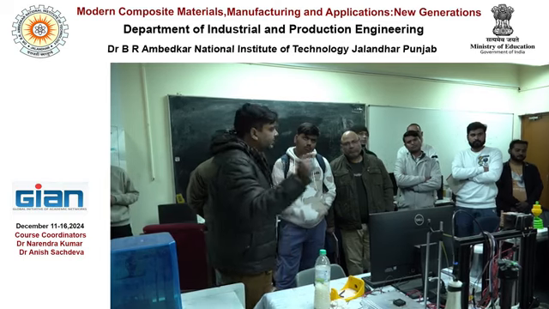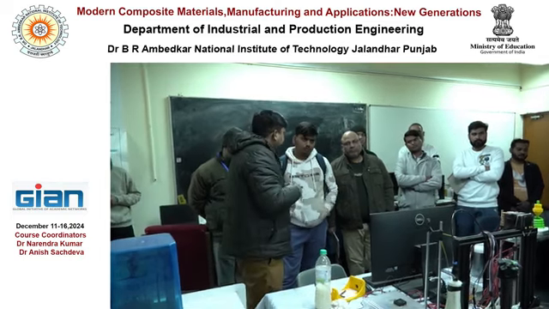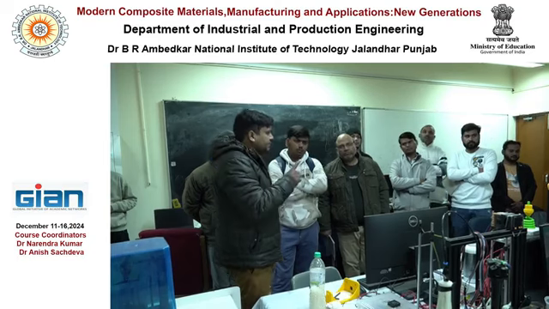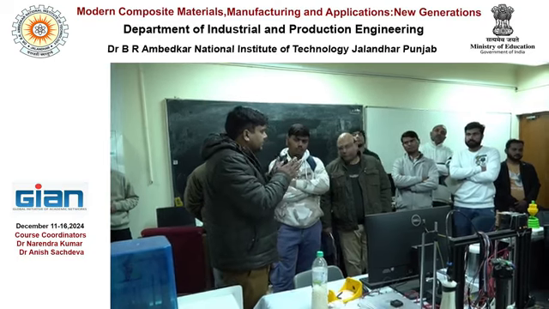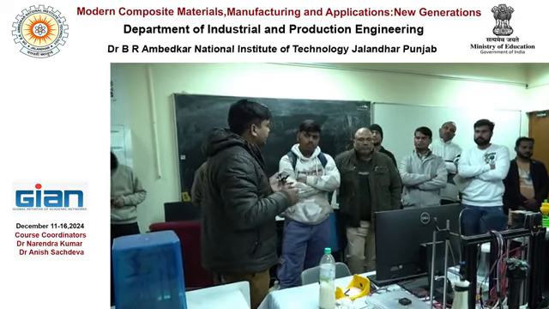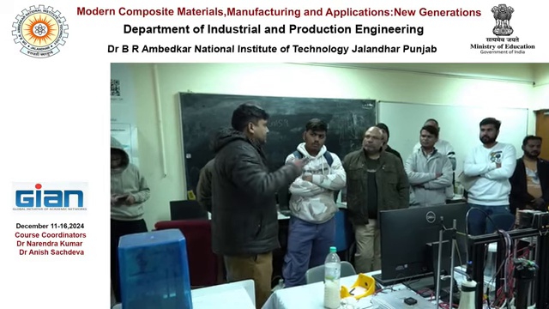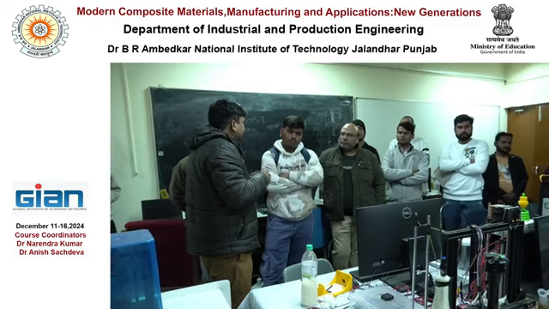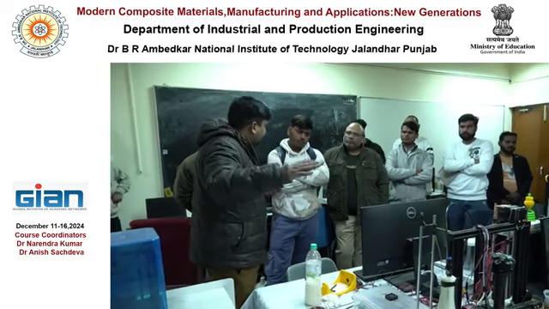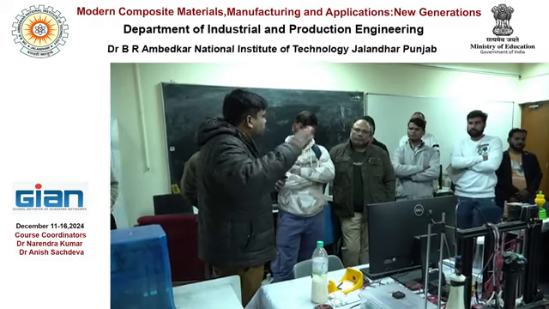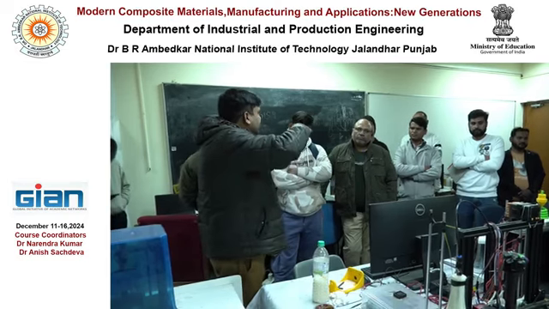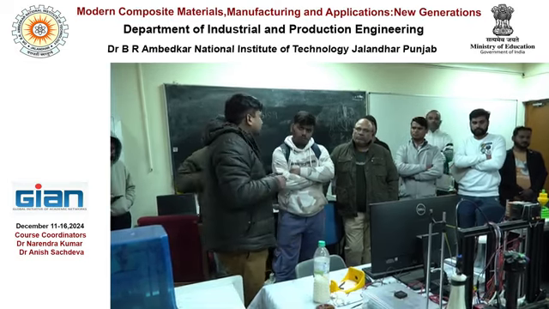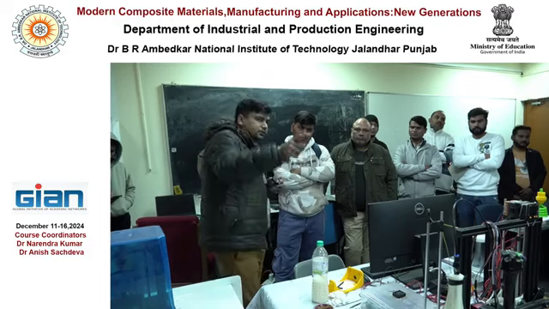Now we will move to the next step, that is slicing. As I told you, additive manufacturing is a process where we fabricate a three-dimensional object by adding material in layer form. So slicing is required to identify the number of layers needed to fabricate that particular specimen. Okay, so now you slice it.